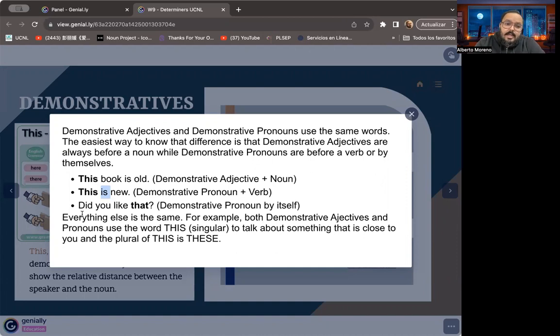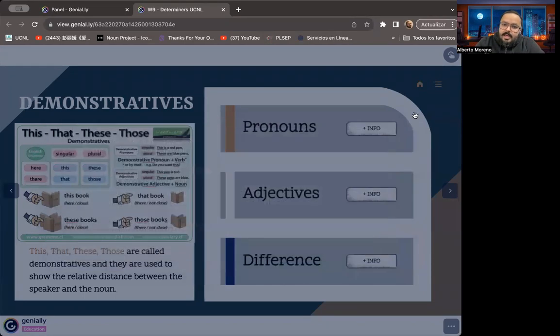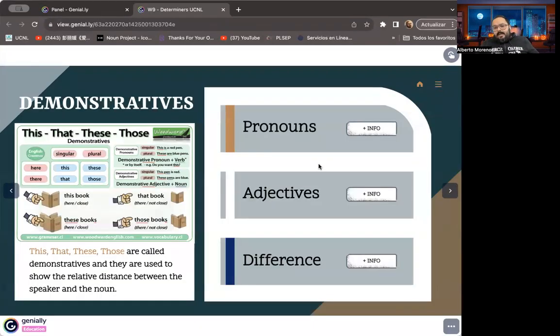Everything else is the same. For example, both demonstrative adjectives and pronouns use the word this for singular to talk about something that is close to you. And the plural of this is these. Okay. Now let me explain this in Spanish.